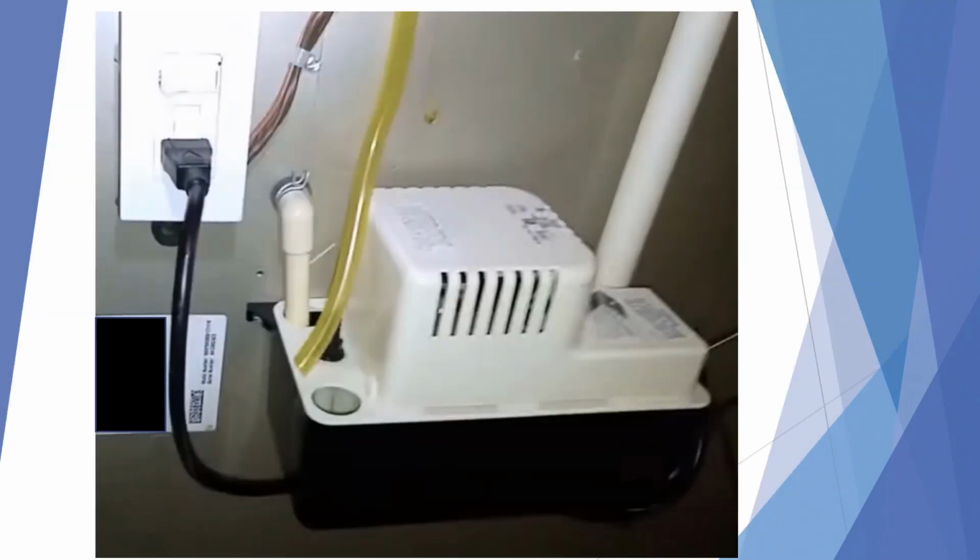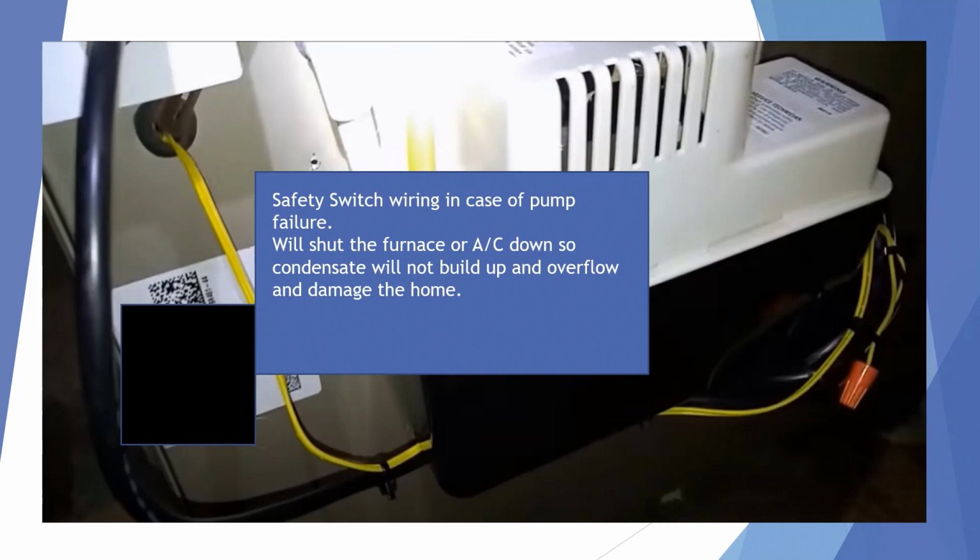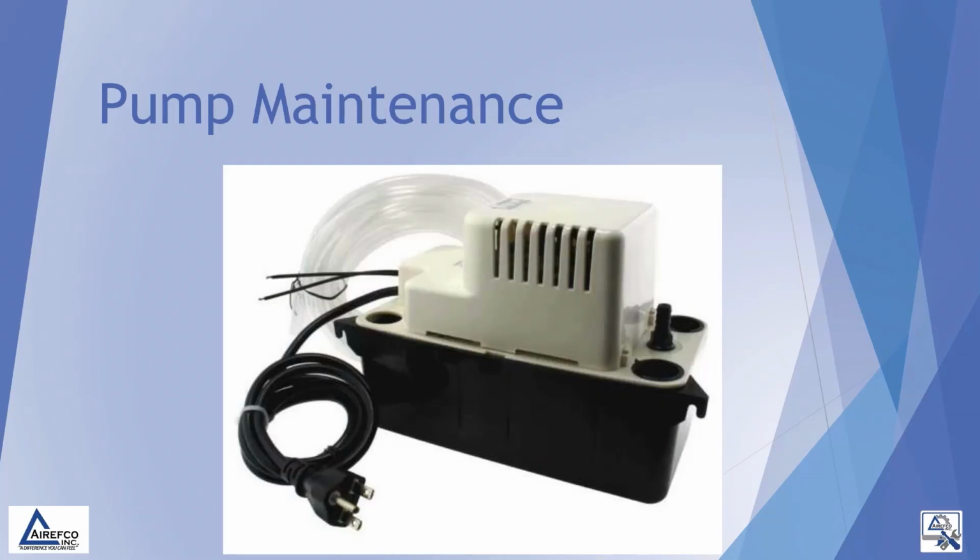So as we stated, the condensate pump power should be plugged into an outlet that is provided at the furnace or near the furnace, but needs to be a constant power source that is never interrupted. And also the safety switch should be wired in case the pump fails, so that it will shut down the furnace or the AC so condensate will not build up and overflow and damage the home. Also with condensate pumps, there needs to be regular maintenance performed on them, as they will build up corrosion and debris over periods of time.